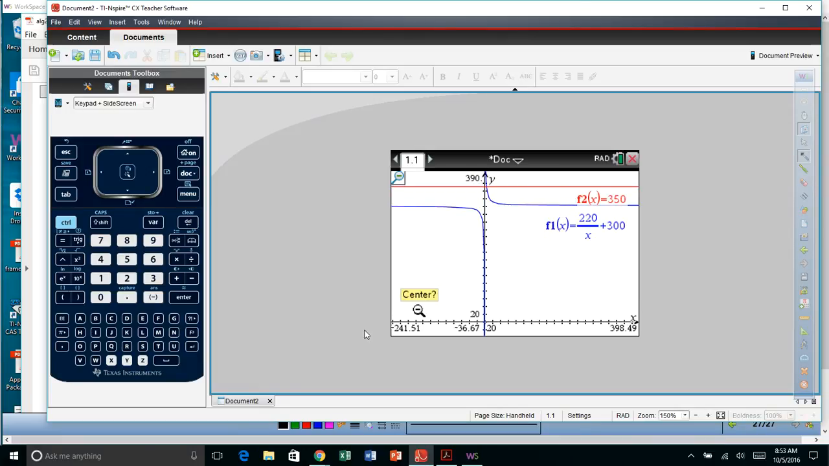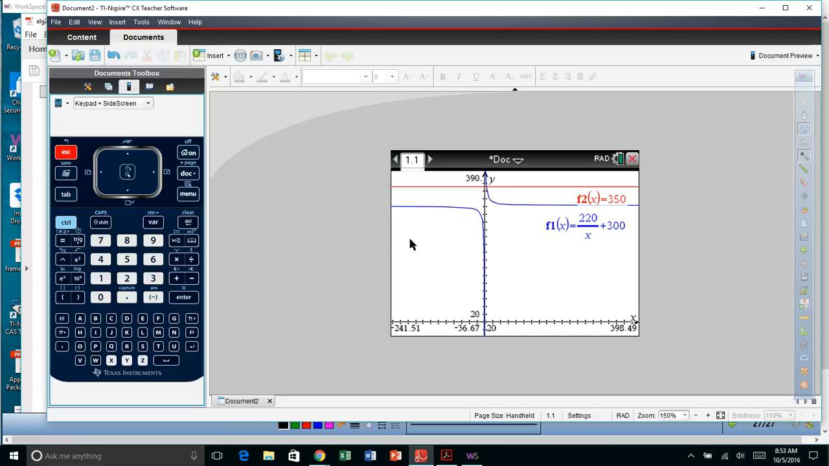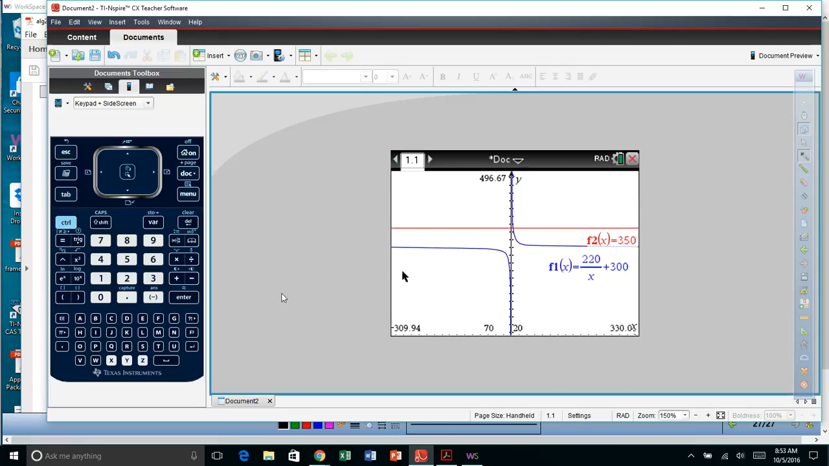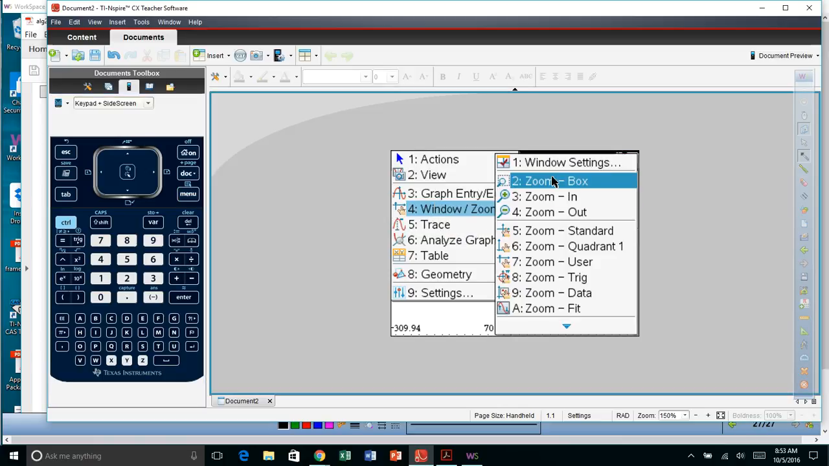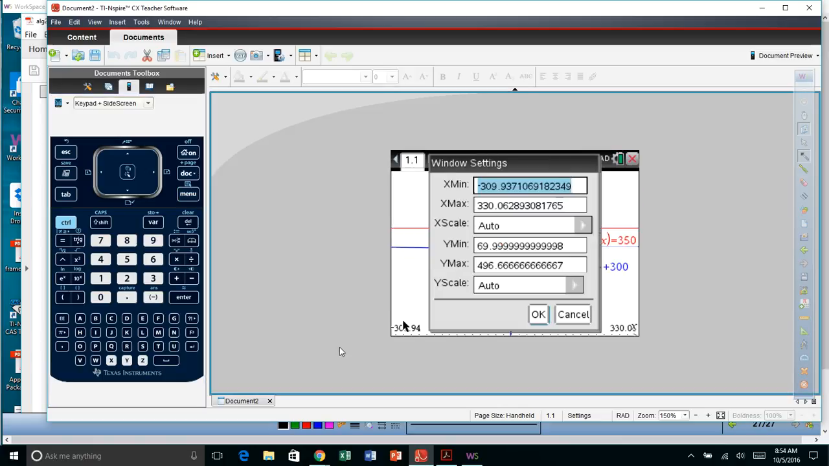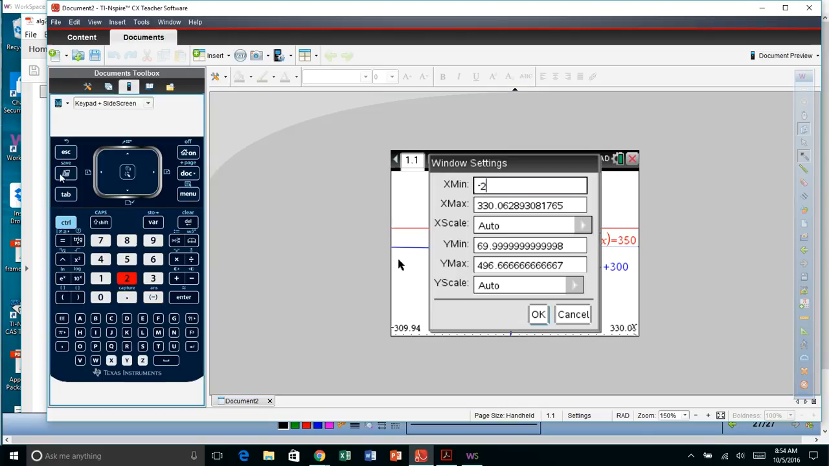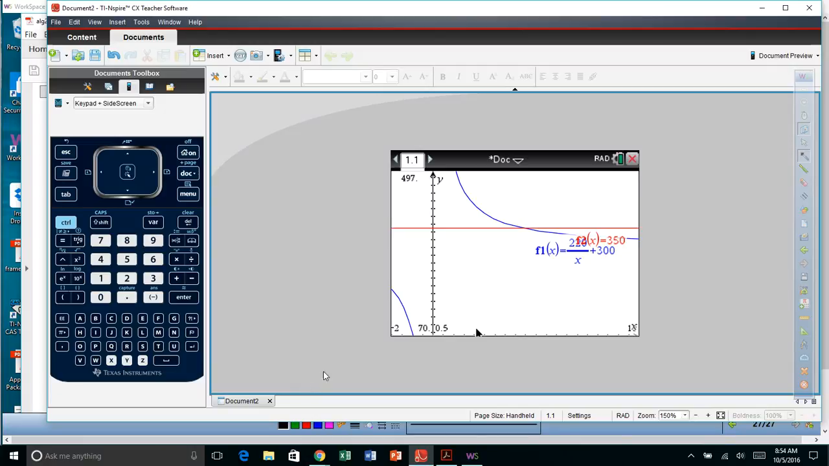Okay, so there we are. I'm going to clean this up. Menu, 4, 1, and we see negative 309, we don't need that. How about negative 2? And then I'm thinking maybe at the most 10. Okay, so now we can see that point pretty clearly.